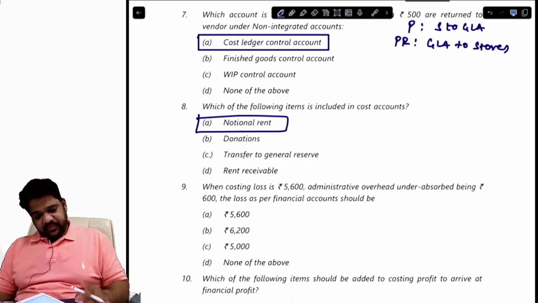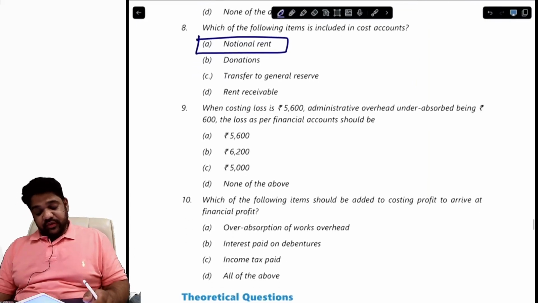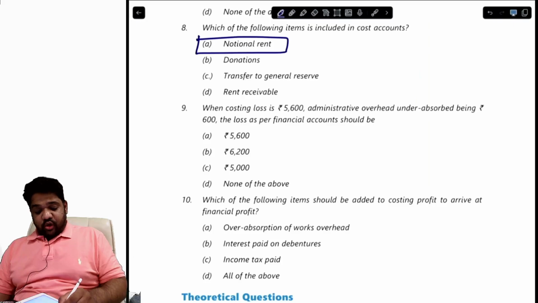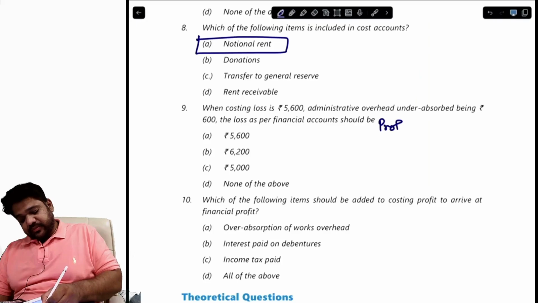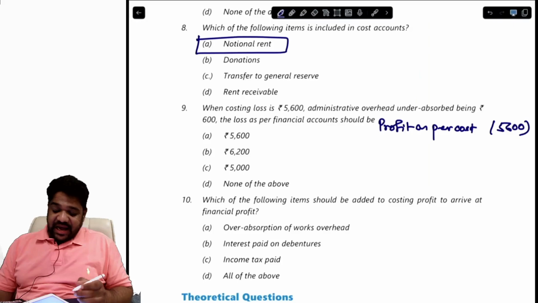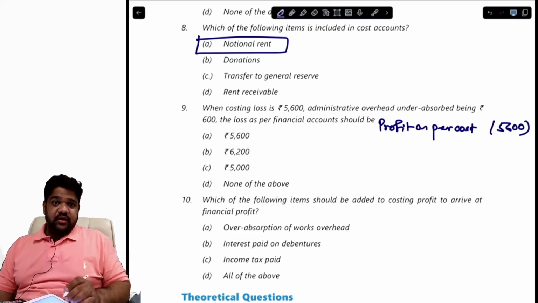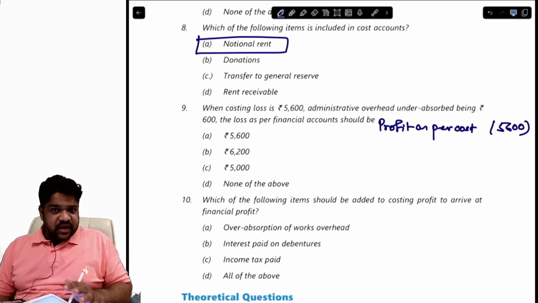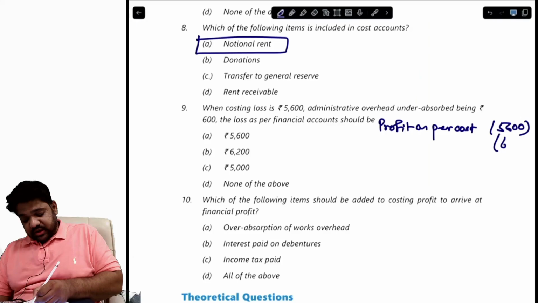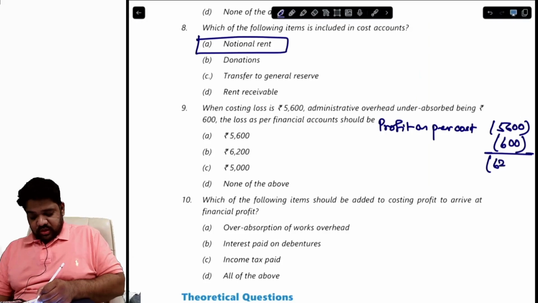So, I don't know. Now, further it says when profit as per cost books is 5,600 and admin overhead under absorbed being 600, what is the loss as per financial books? So if it is an under absorption, you minus. Under absorption is minus. So this will be how much? 6,200.